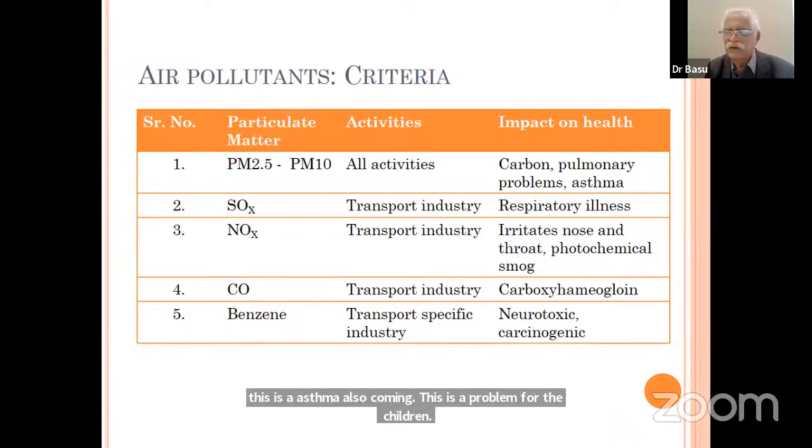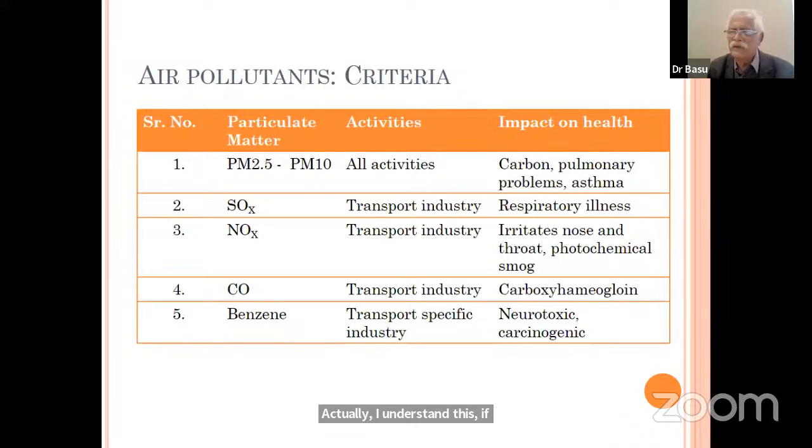I understand this. Sulfur dioxide comes from the transport industry or from burning anything, burning carbon, burning fuel. And NOx is coming from vehicles. There is also one more pollutant, carbon monoxide. It comes absolutely from transport, and it forms carboxyhemoglobin. That means it is creating oxygen deficiency in the blood, and people cannot survive for a long time if carbon monoxide is very high.